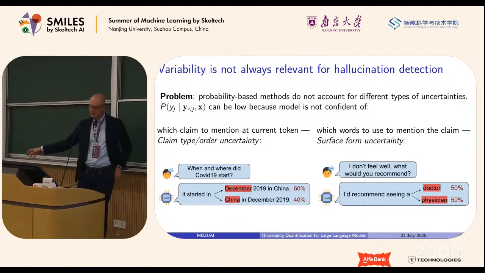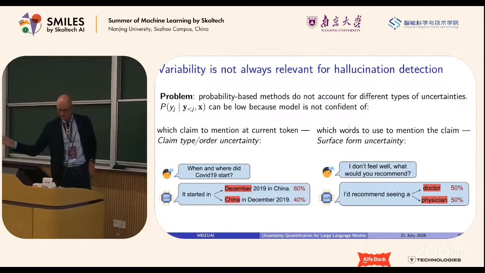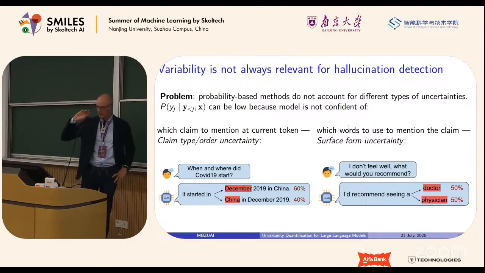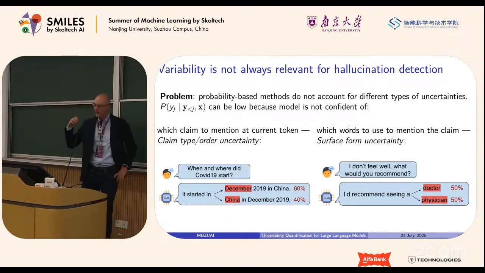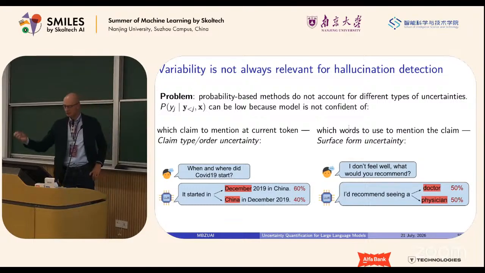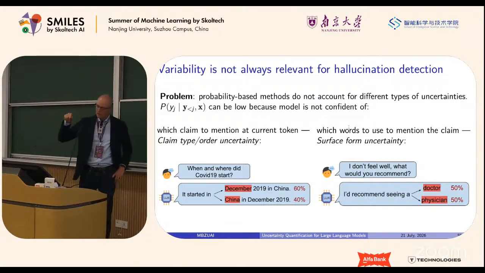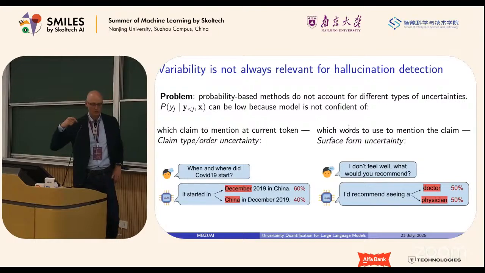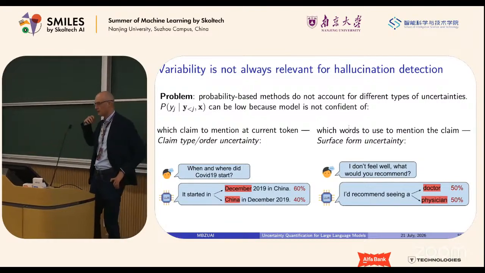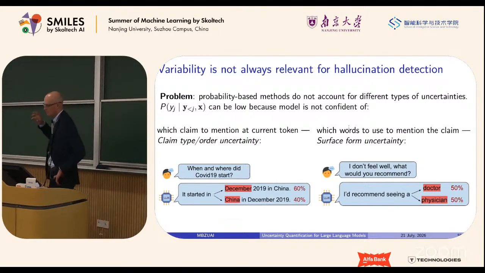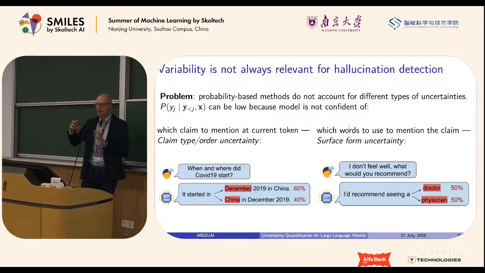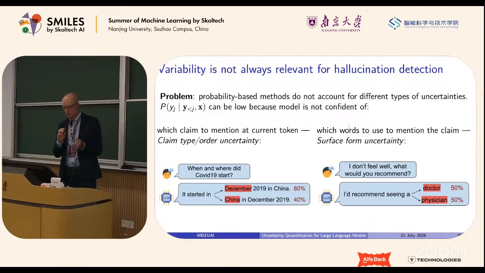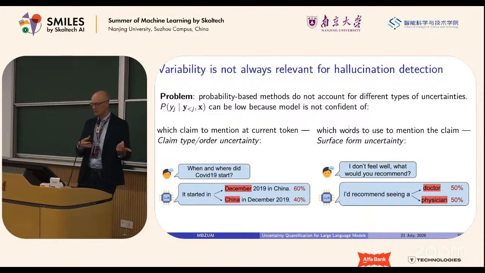On the right side, we can see another example. Let's say you are asking, I don't feel well, what would you recommend? And the model answers, I recommend seeing a doctor, but instead of doctor, it can also say physician, right? So it can use multiple different synonyms to relay the same meaning. And the uncertainty about what synonym to use is once again in this probability distribution.